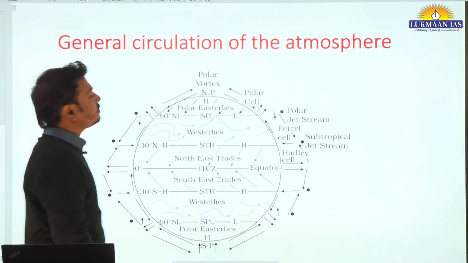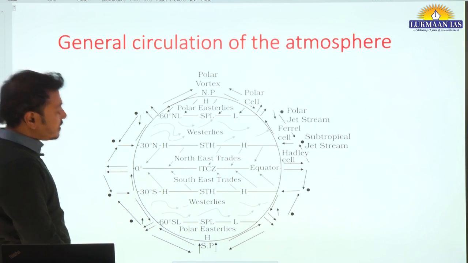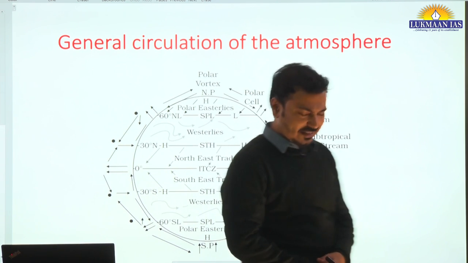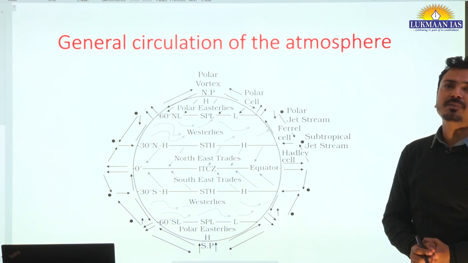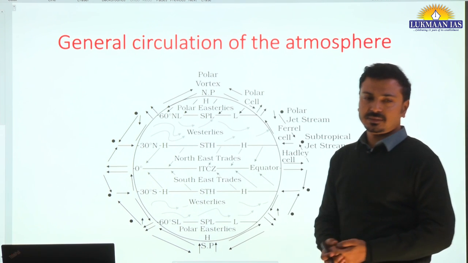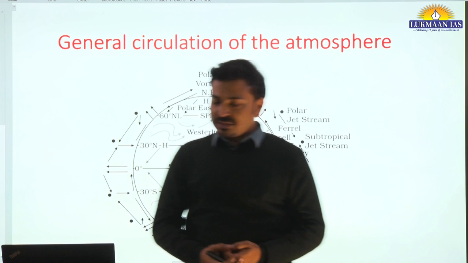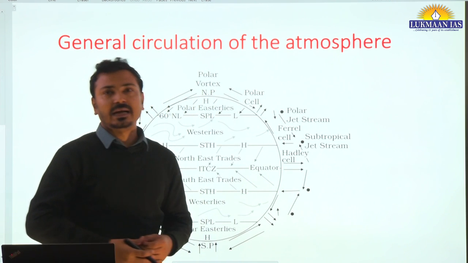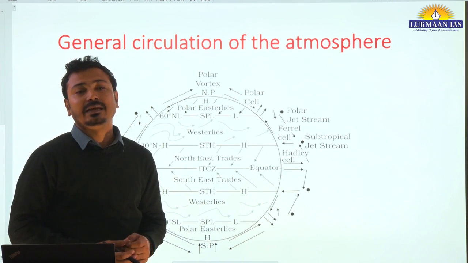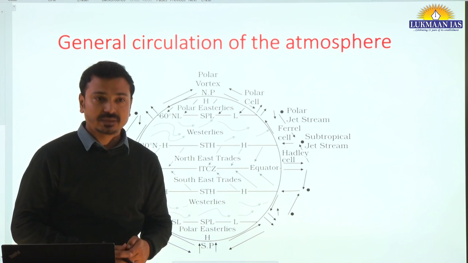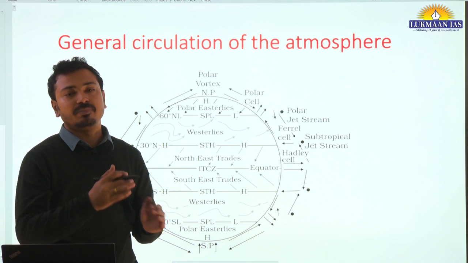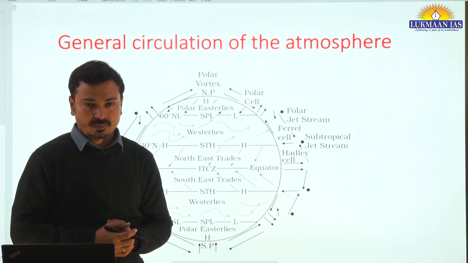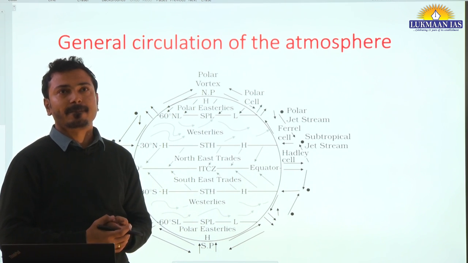Now, yes, general circulation of atmosphere, very simple, I guess everyone knows about this. First of all, I will explain the pressure belts, then I will explain this. Okay. Now, as we have understood, the earth is getting more heat near the tropics as compared to the polar region. So, accordingly, the pressure belts are formed.